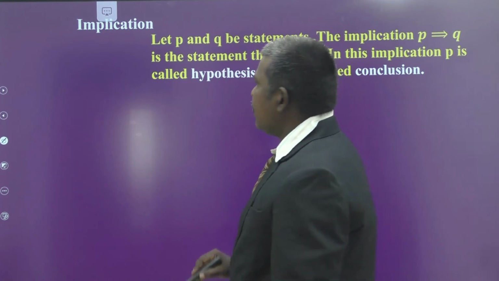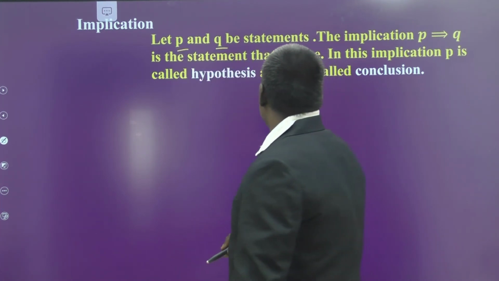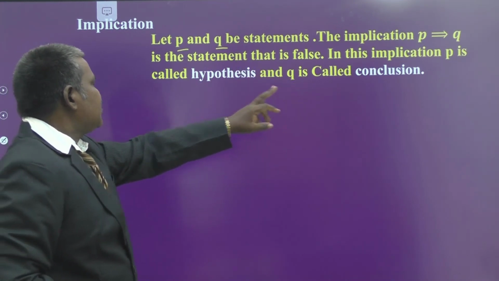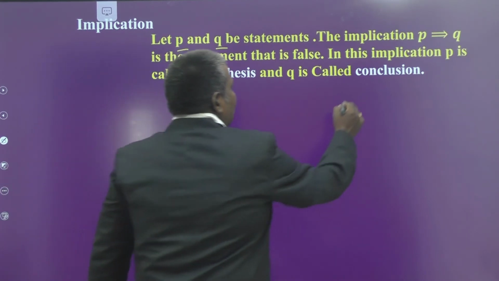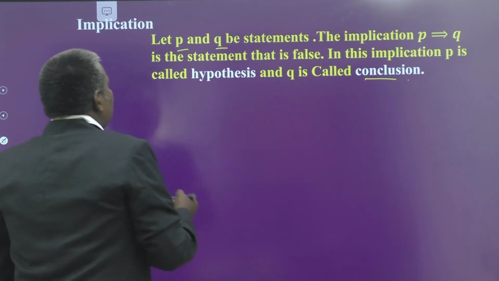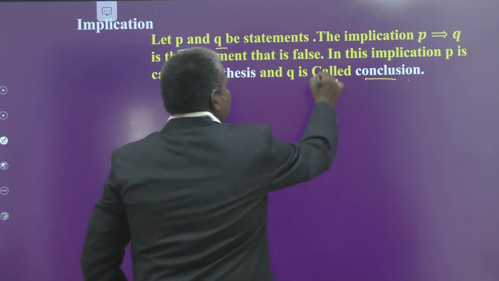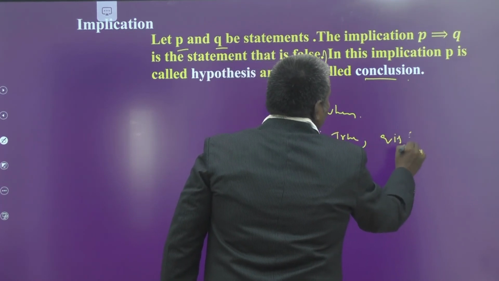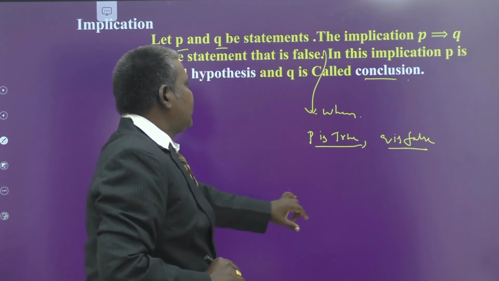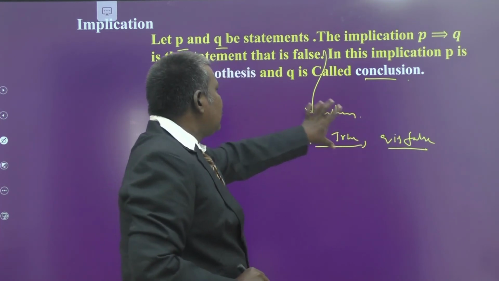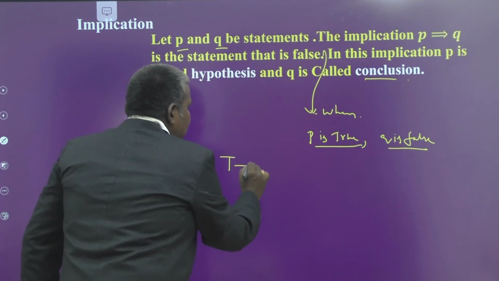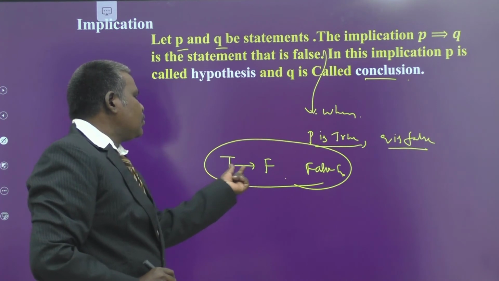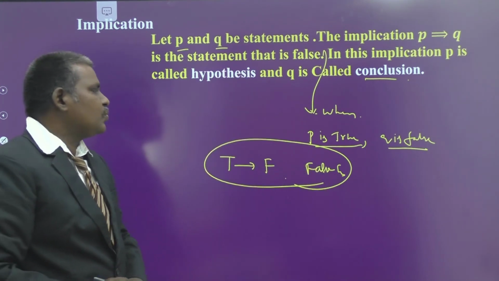Let P and Q be two statements. Here I am going to define the implication. P and Q are any two statements. In the implication P implies Q, P is called the hypothesis and Q is called the conclusion. P implies Q is the statement that is false when P is true and Q is false. When P is true and Q is false, then only P implies Q is false. Truth implies false is a false statement. This is the definition of implication. Truth implies false is false. In the remaining three cases, we have true.